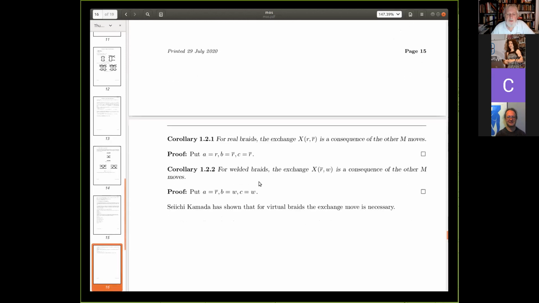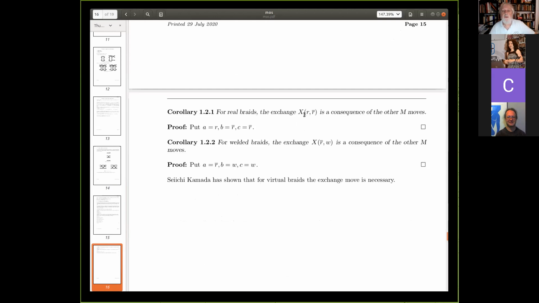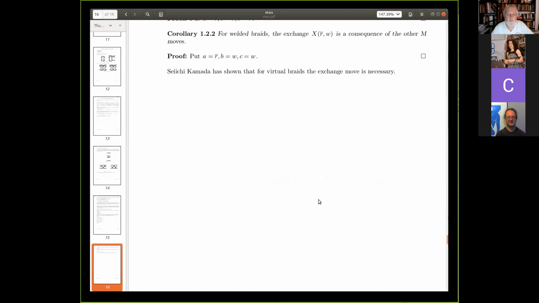Now this implies for real braids the exchange X R R bar is a consequence of the other moves, and you just put A equal to R, B equals R bar, C equals R bar, and then that works. For welded braids, this exchange R bar and W is a consequence of the other moves. We put A equals R bar, B equals the weld, C equals the weld. So that's why it works for welded braids. And as I say, Kamada has shown that for virtual braids, the exchange move is necessary. You can't do without it. So that's an interesting fact.